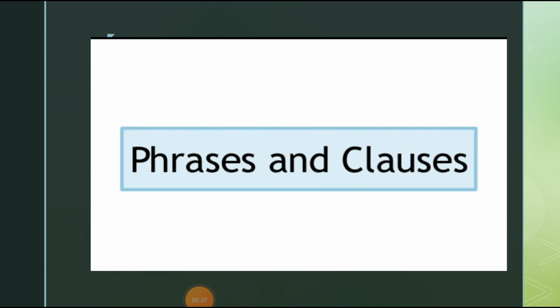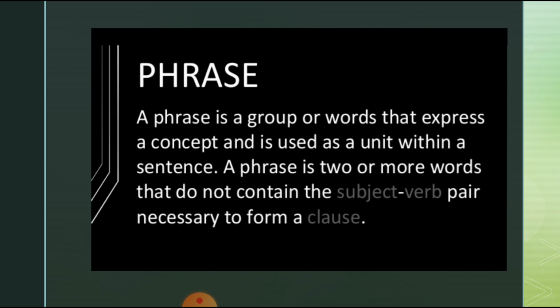Phrases and clauses. First we will discuss what a phrase is, and the types of phrases. A phrase is a group of words that express a concept and is used as a unit within a sentence. See, a phrase is a group of words that express a concept that is used as a unit within a sentence.